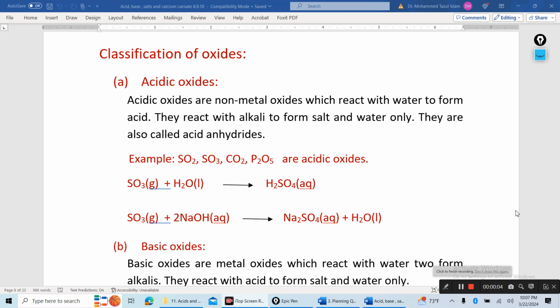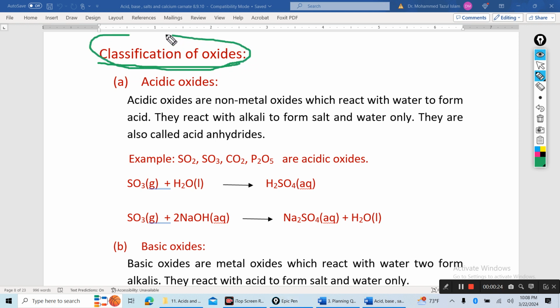Hello students, now I will discuss classification of oxides. I mean how many types of oxides are present, different types of oxide. Now I will discuss 4 types of oxides. First, acidic oxide, and acidic oxides are non-metal oxide.